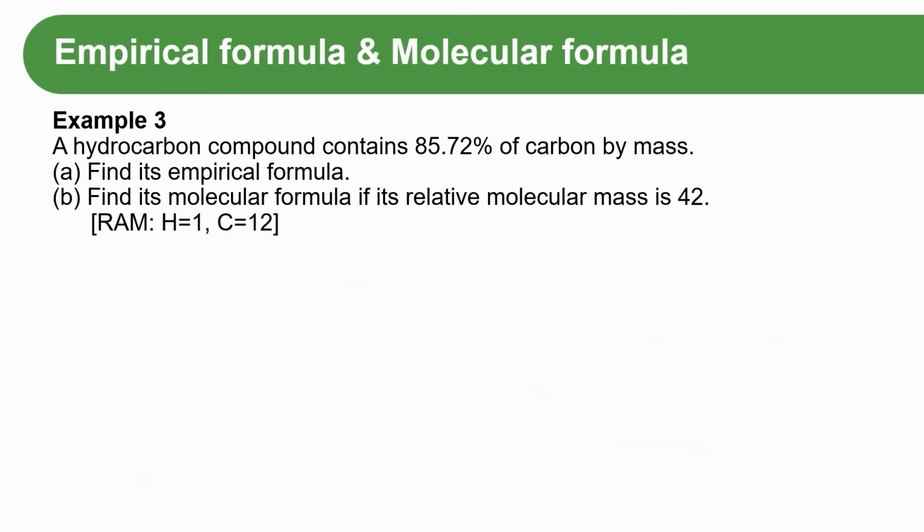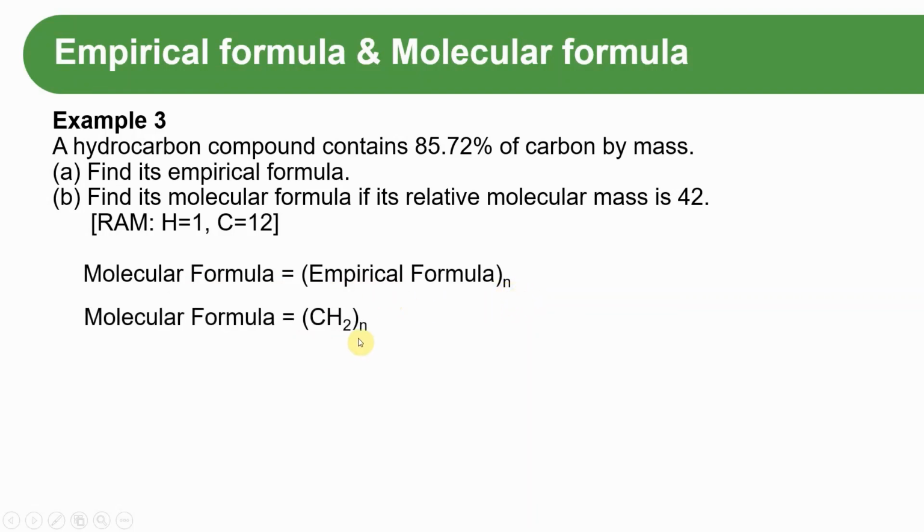For the next part, we want to find the molecular formula. We know that the molecular formula is the empirical formula multiplied by n, whereby n is a constant. We know the empirical formula is CH2, but we do not know what the molecular formula is. But what we know is the relative molecular mass is 42.